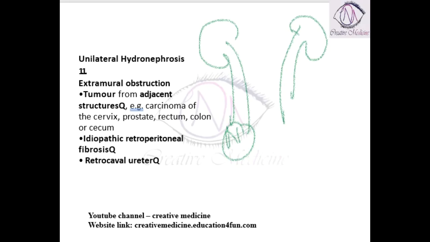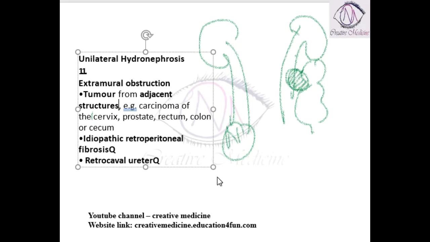First, extramural obstruction. If there is a tumor in the adjacent structures, like a tumor in the cervix, prostate, rectum or colon, it will definitely block the ureter, resulting in extramural obstruction. Extra is outside, mural is muscle, so it is obstruction outside the ureteric muscle. So here the tumor can cause extramural obstruction.